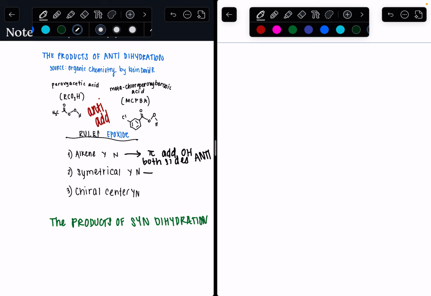If it is symmetrical, then it is going to be meso. However, if it's a Z or an E product, then it's going to be only one product. Okay, if there's a chiral center, then it's going to be stereospecific.